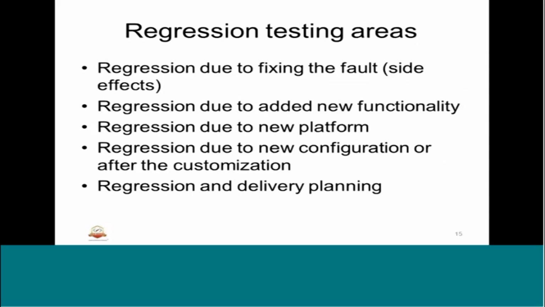Regression testing areas are regression due to fixing a fault. Regression can be for added functionality. Regression can be on the same build, same requirement, same specification, but on a ported platform or a new platform. Regression can be due to a new configuration or after the customization of the software. The software has not changed, but it is configured with different values for a different customized situation. Regression and delivery planning also need to be planned.